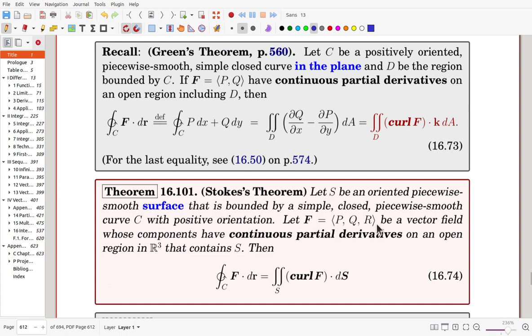Now, F is a three-dimensional vector field, and each component has continuous partial derivatives. Then the line integral along the curve of the vector field can be obtained through that one. So here's the curl along the surface, and we try to get the integral through the surface element.